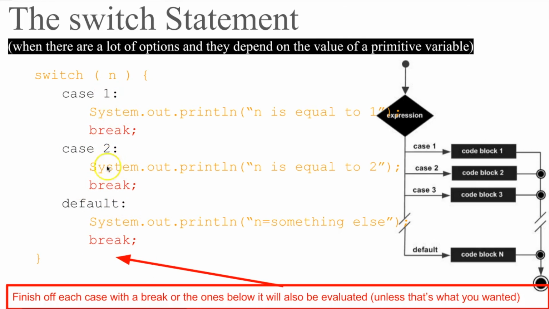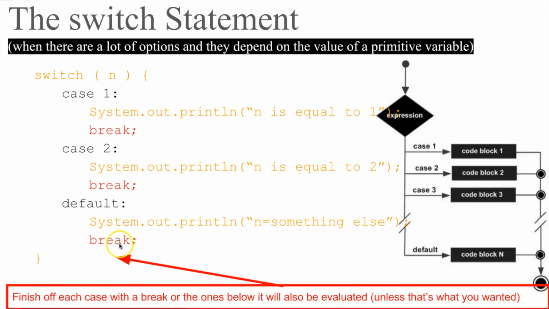But can you see that if I had 100 different values of n and I wanted to do a different thing for each one, this would be a much neater way of laying out my code than doing it with if, else if, else if, else if, else if, else if 97 times. This will be much neater and much easier to understand.